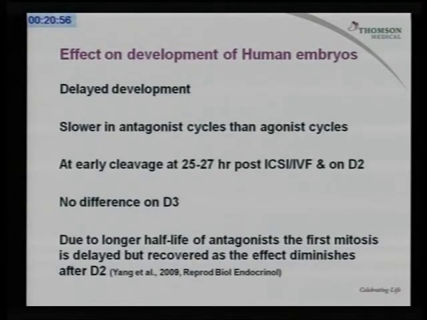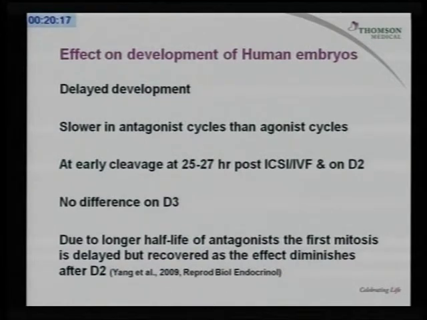A study looked at the early cleavage rate of embryos at 25 to 27 hours post-IVF/ICSI on day 2. They saw that antagonists caused a delay in early cleavage, whereas in agonist cycles, the early cleavage embryos are more. Again, this explains that antagonists have an influence on the mitosis of the embryo. But when it comes to day 3, there was no difference in the development of embryos, whether they are from an agonist or antagonist cycle.